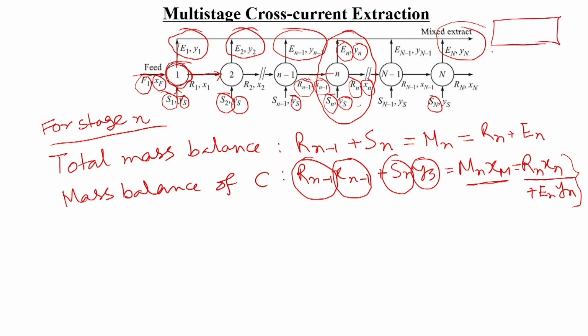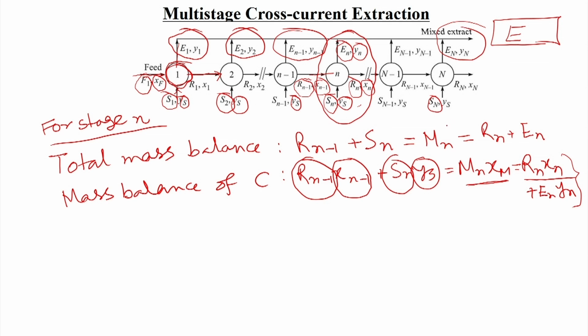So, we can say this total extract will be E1 into Y1 plus E2 into Y2 plus E3 into Y3, and the summation of this up to En into Yn. So this is the amount of solute that will be separated from whatever feed we have added, and however many solvents are added in the different stages.